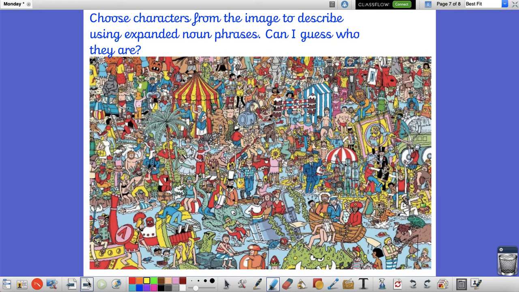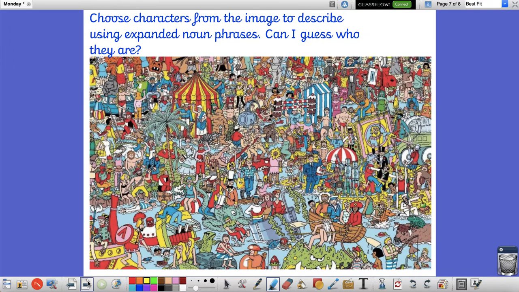Right then, for today's challenge, you have in front of you a picture that has been taken from a Where's Wally book. Now on this picture there are many different characters. But I don't know which character you might be thinking of or would like to choose. So your challenge is to choose some different characters from the image and describe them using expanded noun phrases. And then I want to try and guess who those characters are that you have chosen. I would say you need to choose at least 5. So you need to do 5 sentences today using expanded noun phrases, verbs, prepositions, as best as you can.